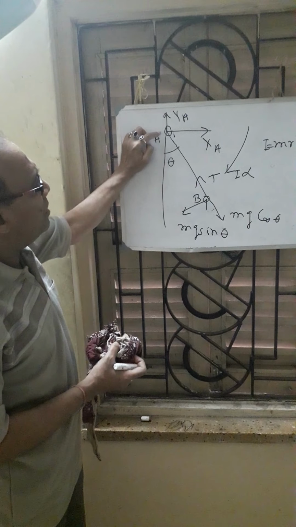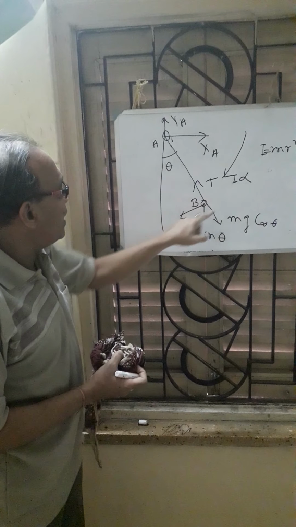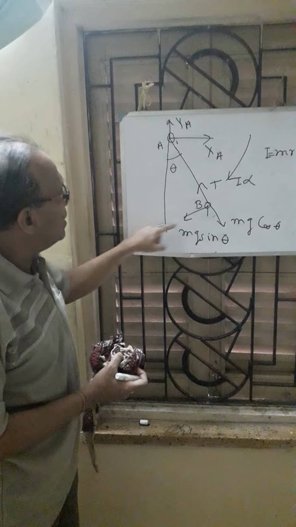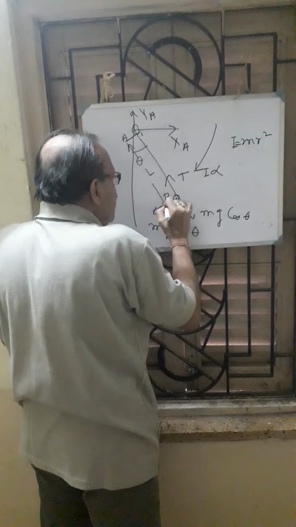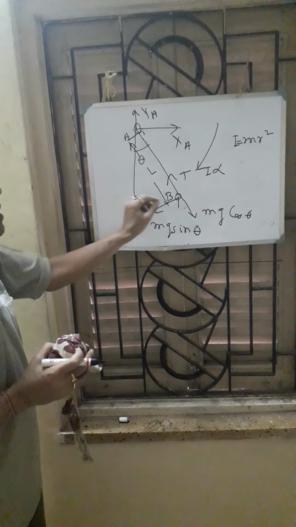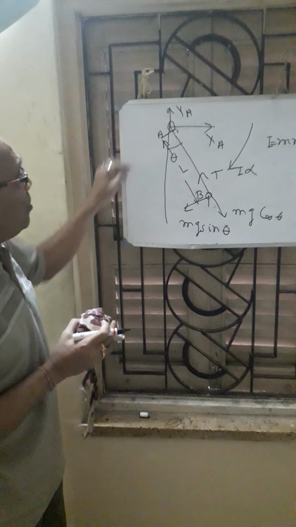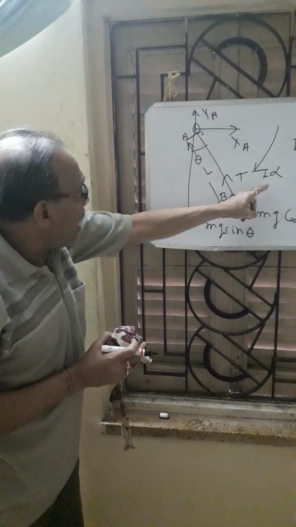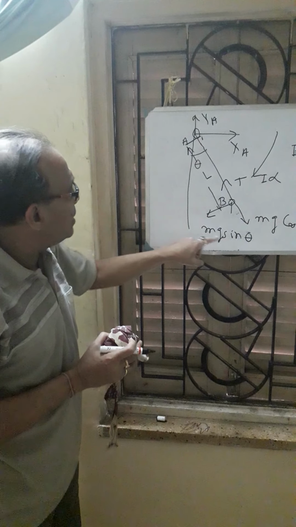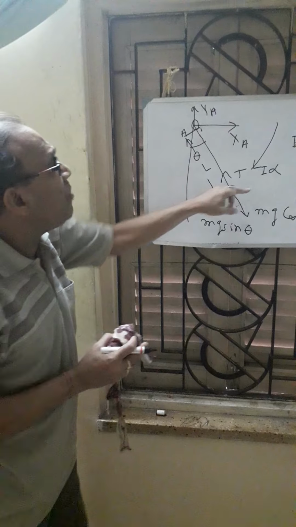Two things are left. One is I alpha and another is mg sin theta. Let the length of the string be L. Since it is a point particle, the radius is 0. What do I have to do? I have to take moment of I alpha and mg sin theta about the point A. I alpha is a torque.